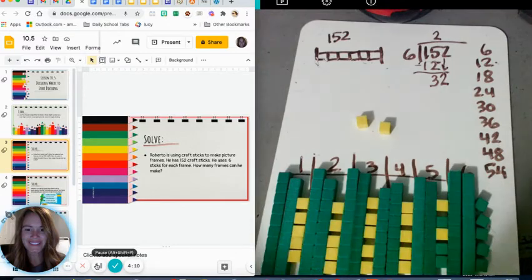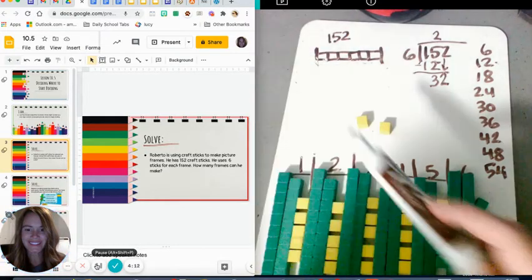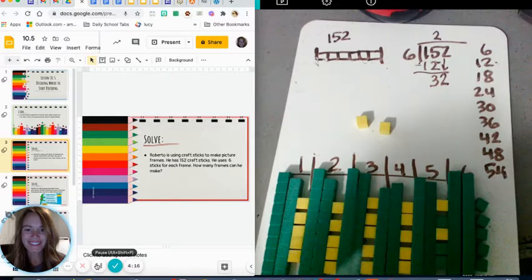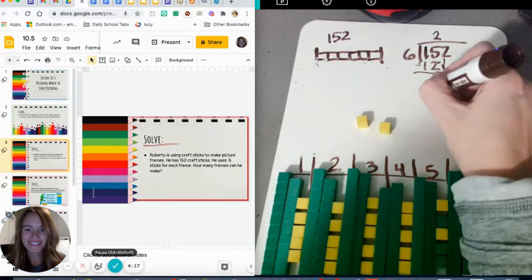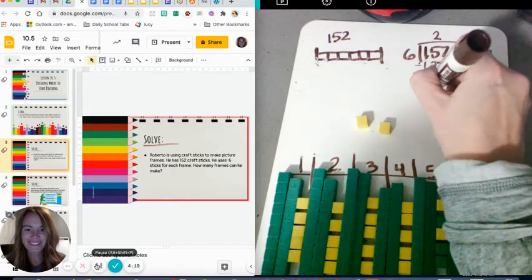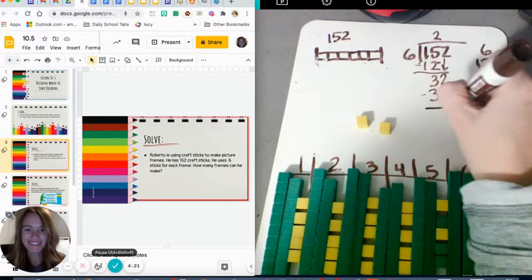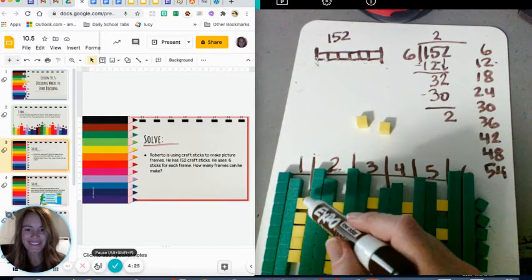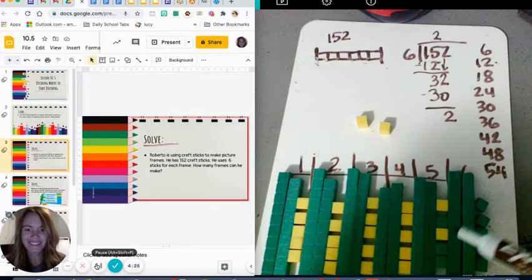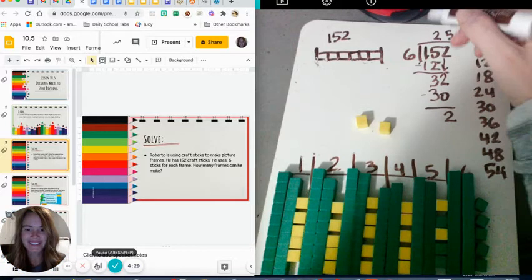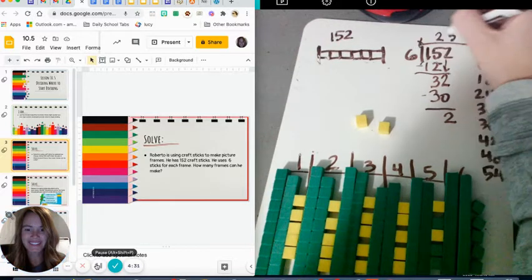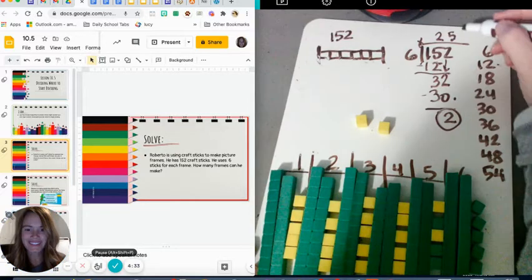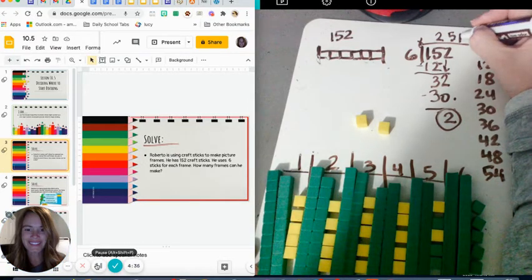So as you can see on my board, I started splitting those up, and I used 30 of those ones, and it left me with 2. And how many times did I go in there? Each group got 5. So I'm going to record up here, each group got 5. And I know that 6 times 5 equals that 30. And then I had a remainder down here. That remainder is 2.